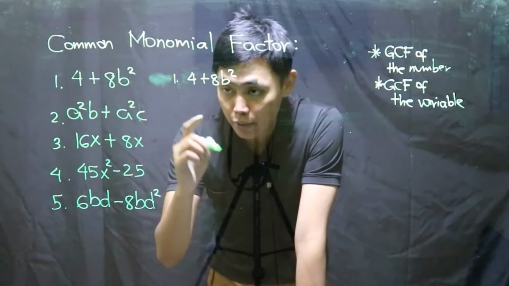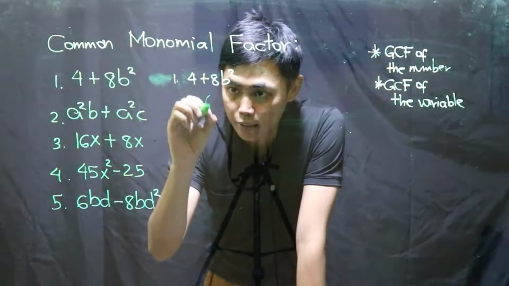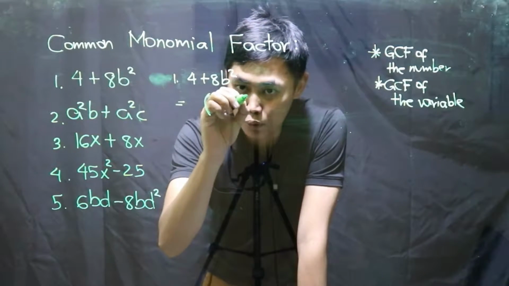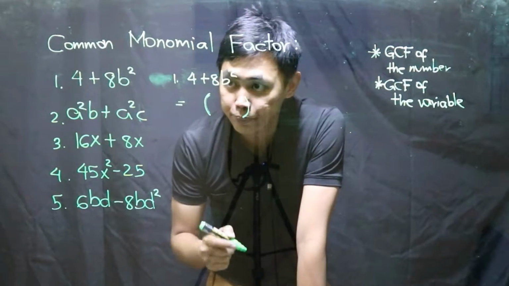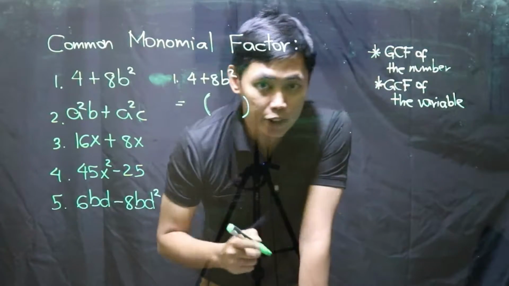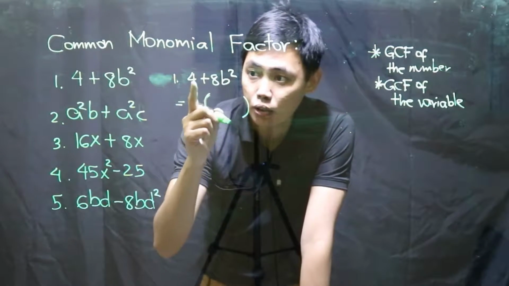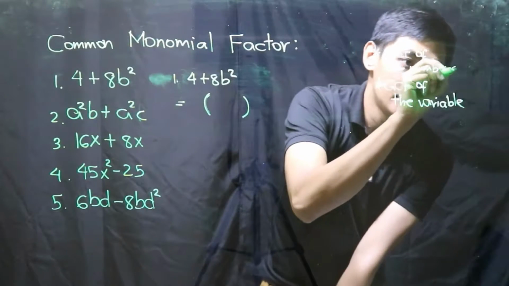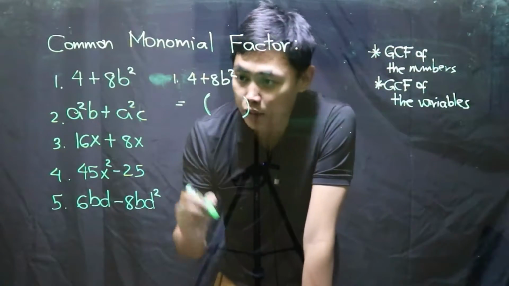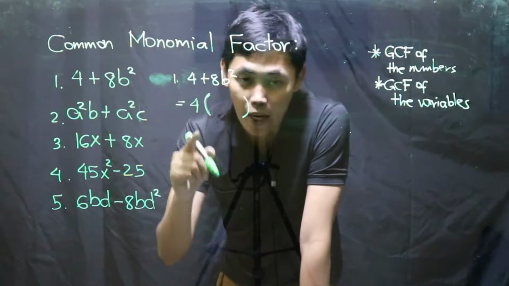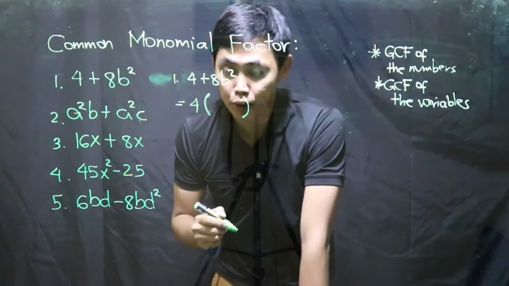Okay? So, number 1, we have 4 plus 8b squared. The first step is you write an equal sign and two parentheses, enough to put two terms inside. First, we need to find the greatest common factor of the numbers, 4 and 8. What is the greatest common factor? That would be 4. Why? Because 4 is 4 times 1, and 8 is 4 times 2.